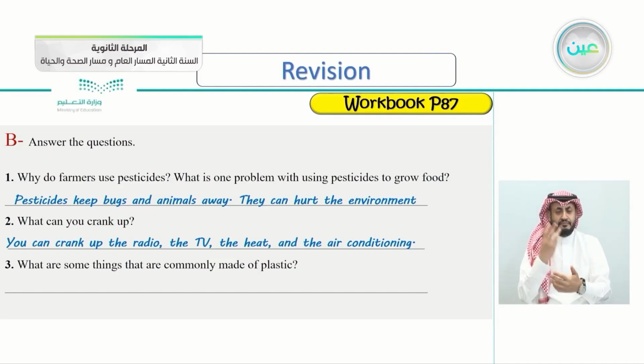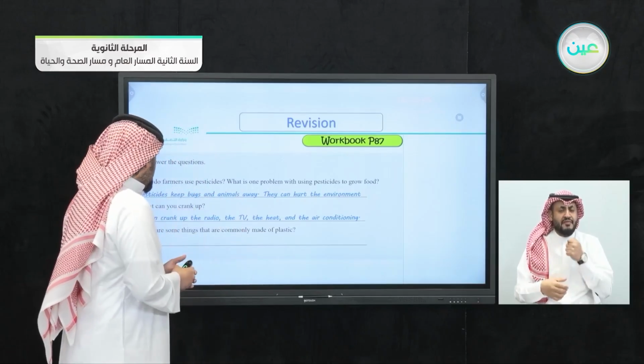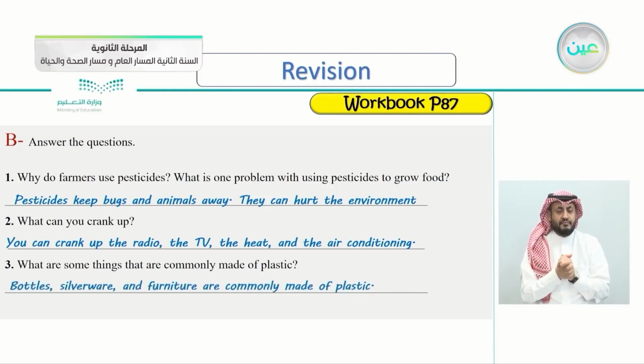Number 3, what are some things that are commonly made of plastic? So this is an easy question, I think. Name some things that are commonly known to be made of plastic. Can you name a few? Let's check the answer here together. Bottles, some silverware, some furniture are commonly made of plastic.